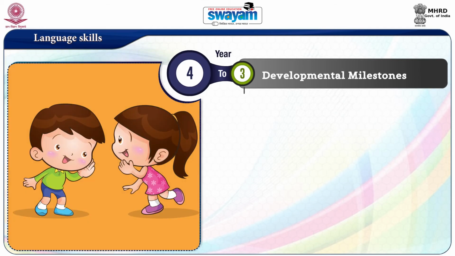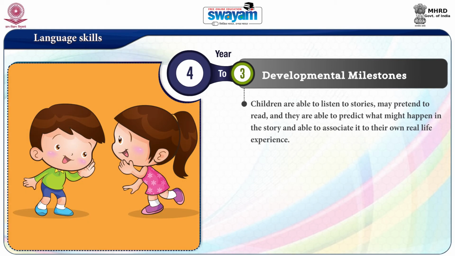Children are able to listen to stories, may pretend to read, and are able to predict what might happen in the story and associate it to their own real life experiences. Children enjoy repeating words, rhymes, sounds, and tunes during this time.